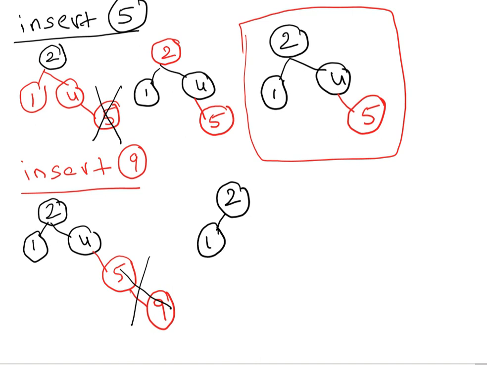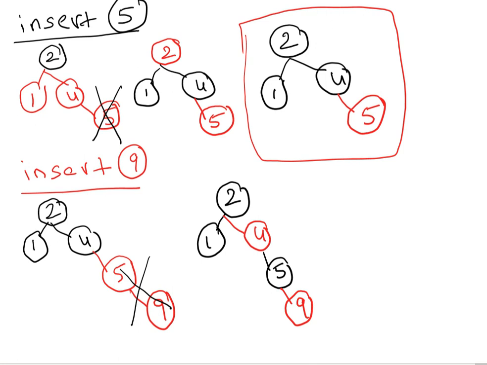For example, if you make 4 a red node, I'm just changing the color, and then 5 a black node, and again 9 a red node. Yes, this can be done, right? There are no consecutive red nodes.